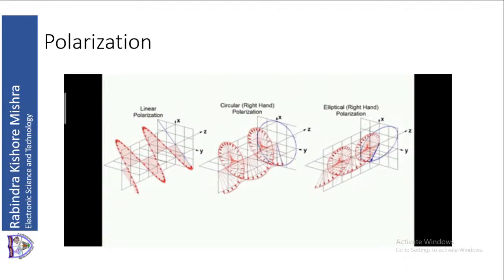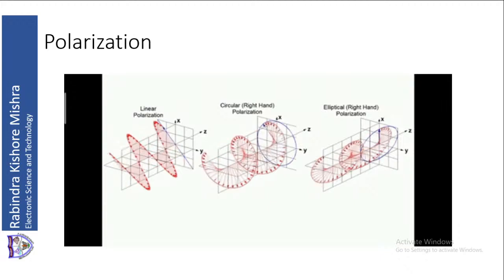wave. So when we call it a right hand, if it is propagating along the z direction and the rotation is in the clockwise direction with respect to z direction, when z is away from you, then we call it right hand circular polarization. If it is anti-clockwise, then we call it left hand circular polarized, provided the z direction is away from us. So this is how you define polarization.